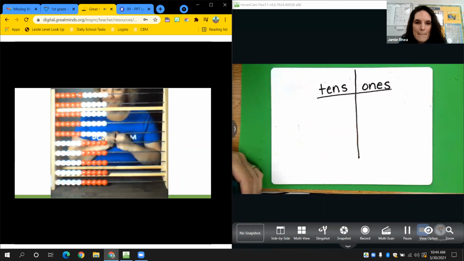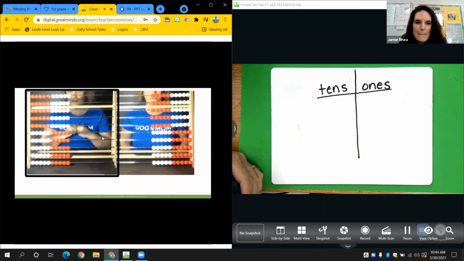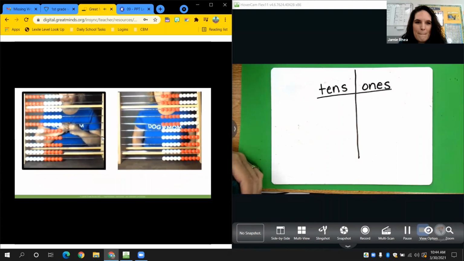Let me take a quick picture of this. Slide it over here. How many beads do I have right here? We have 10 tens or 100.